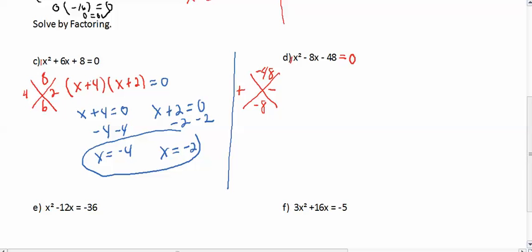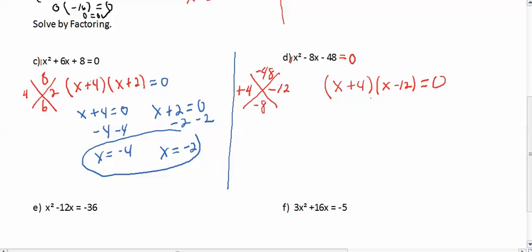How about 12 and 4? That gives me 48. One's going to be negative, one's going to be positive, so I think it's going to be negative 12 and positive 4. Because when I add those together, I get negative 8. When I multiply them together, I get negative 48. Okay, so now I got my parentheses. It's going to be x plus 4 and then x minus 12.